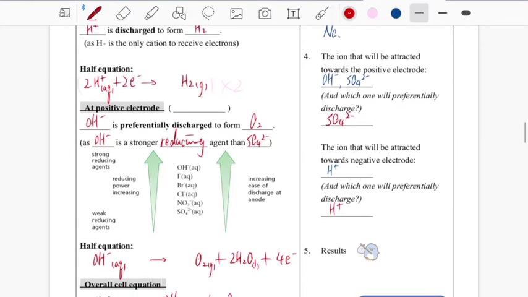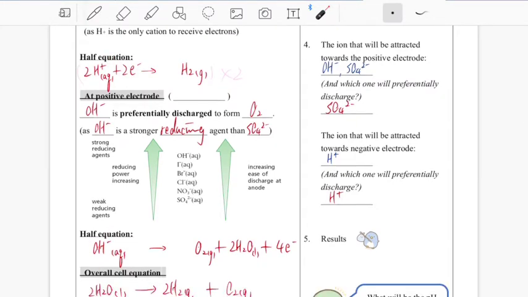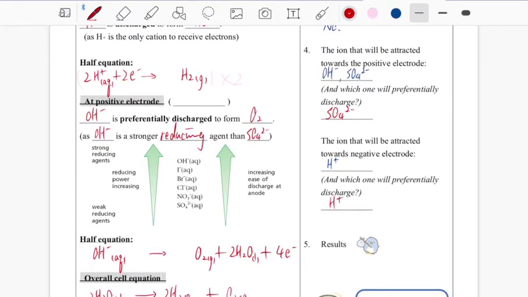When we add H+ with OH-, they're going to combine to form water, so for the overall equation we just use water to represent. And I missed this part. At the positive electrode, because it's losing electrons, it undergoes oxidation, so it's the anode.